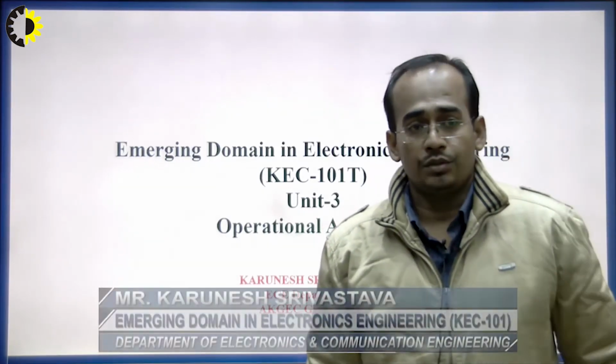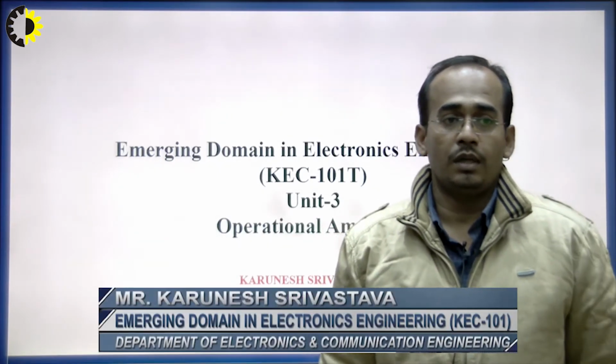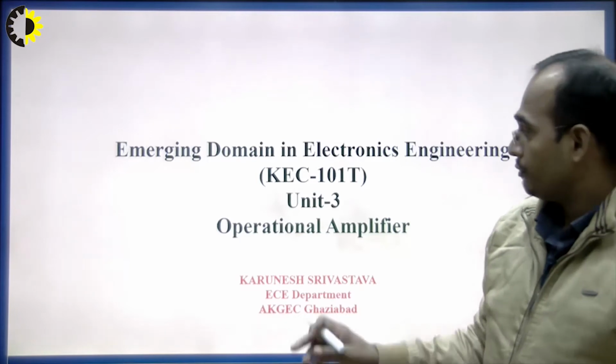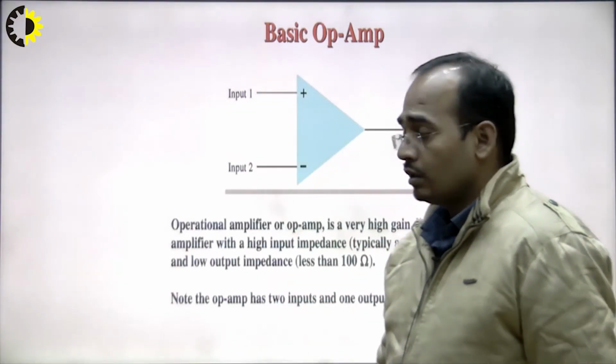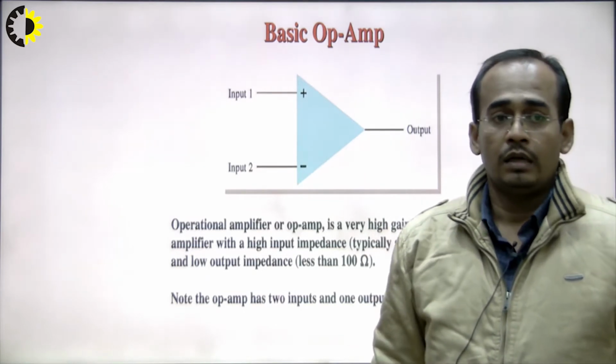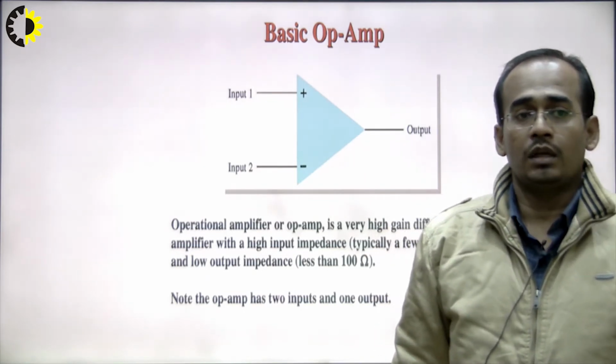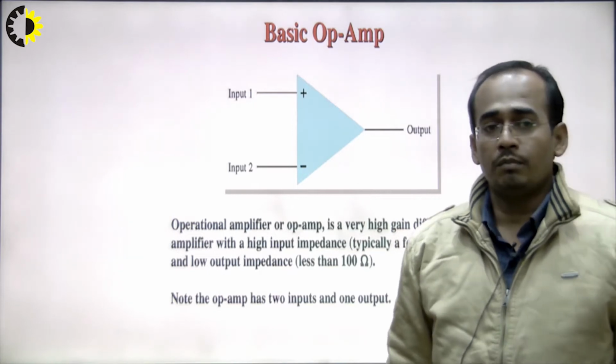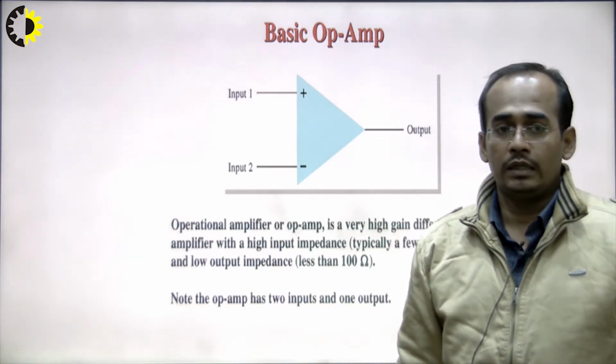Hello everyone, in this lecture I am going to discuss the operational amplifier. So first of all, what is an operational amplifier? An operational amplifier is a circuit which is used for amplifying the signal, and it contains a number of differential amplifiers for getting a high gain.